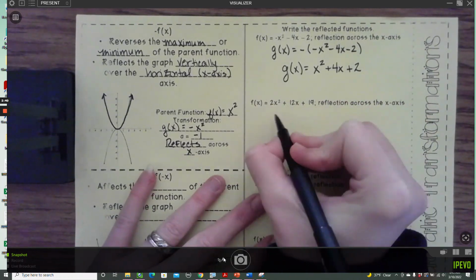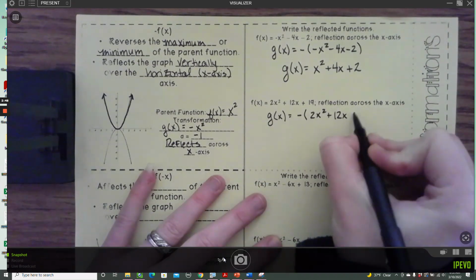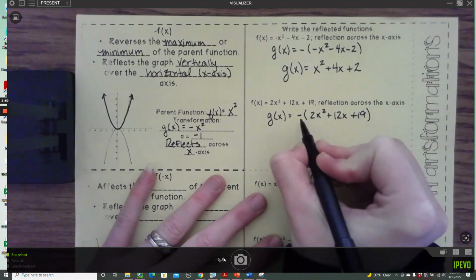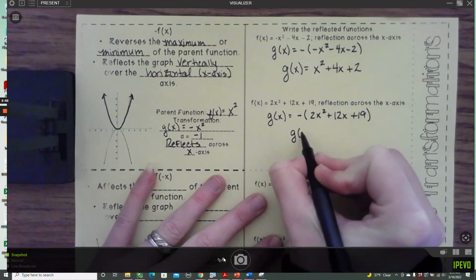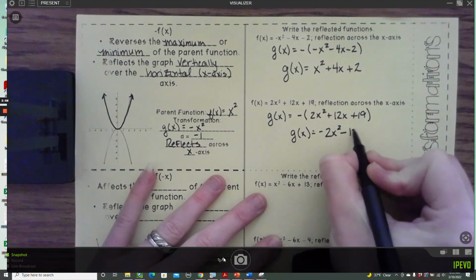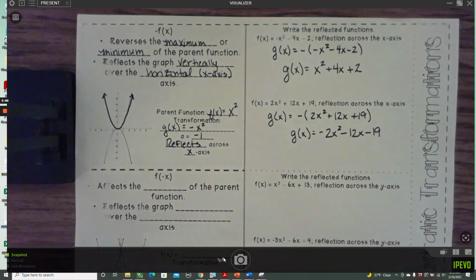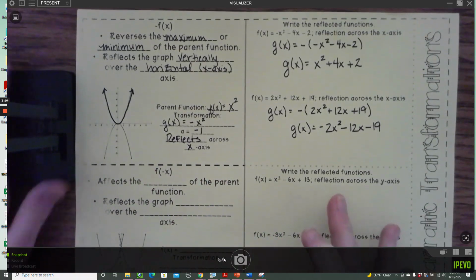So same with this next one here, g of x. I would multiply the entire function by a -1. So my new function would be negative 2x squared minus 12x minus 19. So vertical reflections are pretty easy to work with.